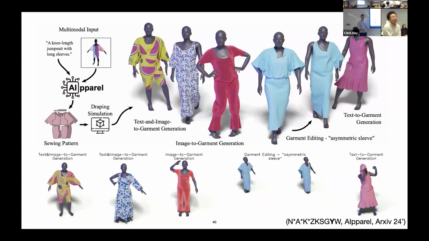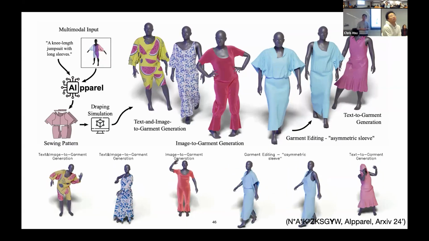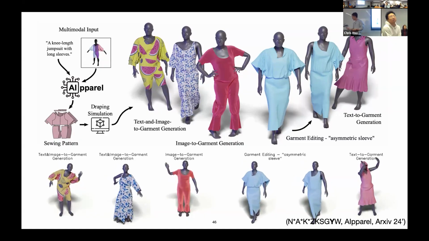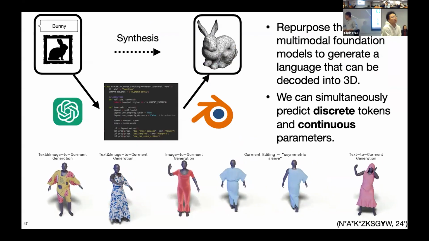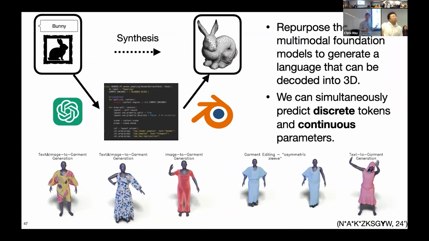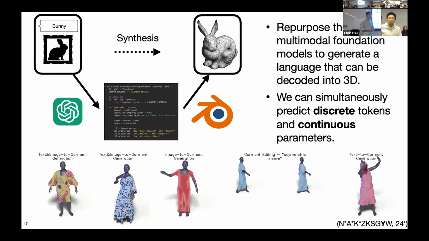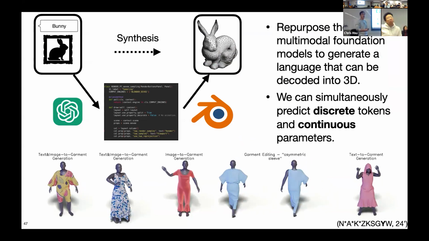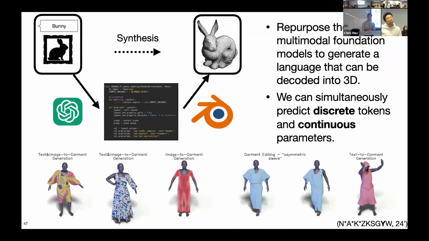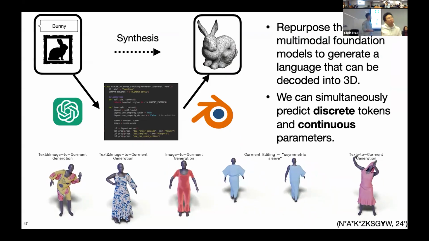So all of this, we take our patterns, we sew them together, put it into the simulator, and it's ready to go. So this hopefully gives you a taste of how we can potentially repurpose the visual language model to predict a form of codes that translate into the 3D shapes that we are interested in. And we can even handle some of the complex structure that include both discrete and continuous parameters.